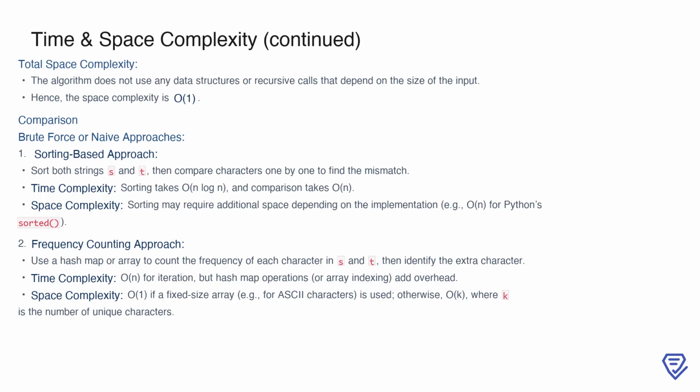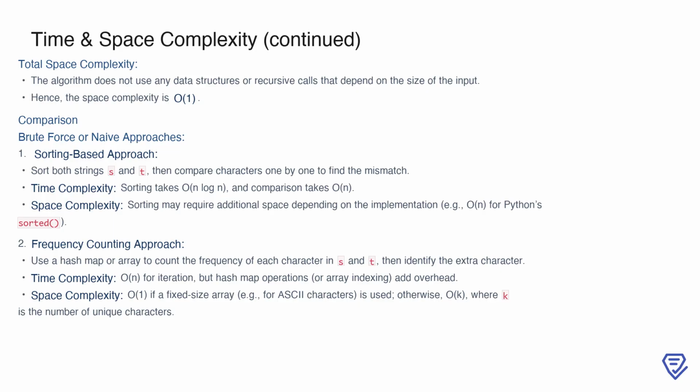On the space side, sorting can require additional memory, especially if the implementation is not in place, leading to a potential O(n) space complexity. Another common approach is frequency counting, where we use a hash map or an array to store character counts. While this can achieve O(n) time complexity for iteration, the space complexity depends on the implementation. A fixed-size array for ASCII characters would use O(1) space, but a hash map could require O(k), where k is the number of unique characters.